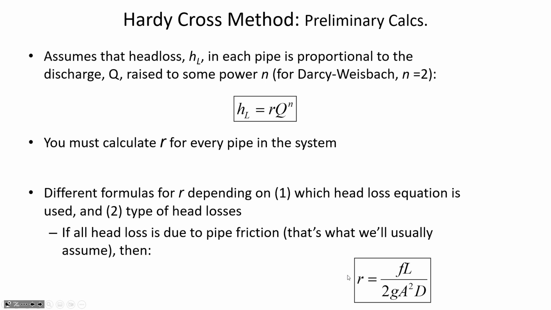So the R value here, if we're using the Darcy-Weisbach friction method, as we went over on a previous slide, is the friction factor, which varies depending on Q, and then the length of the pipe, and then the denominator is 2g, the cross-sectional area of the pipe squared times the diameter.